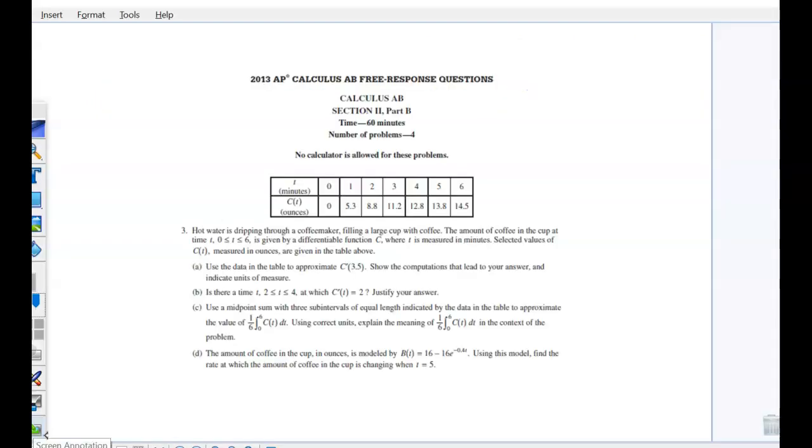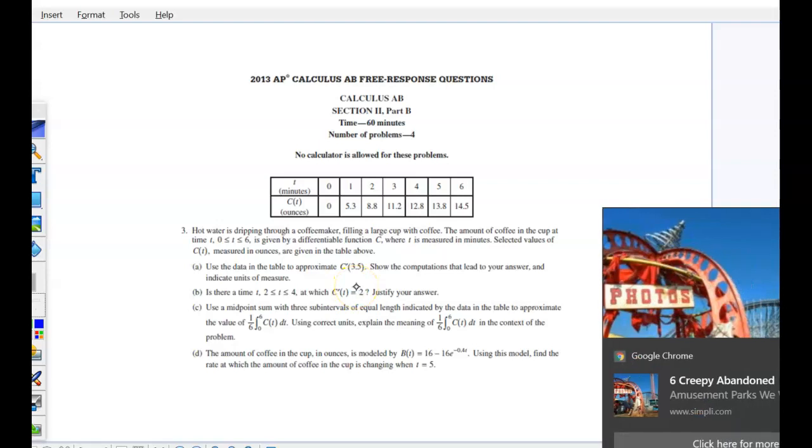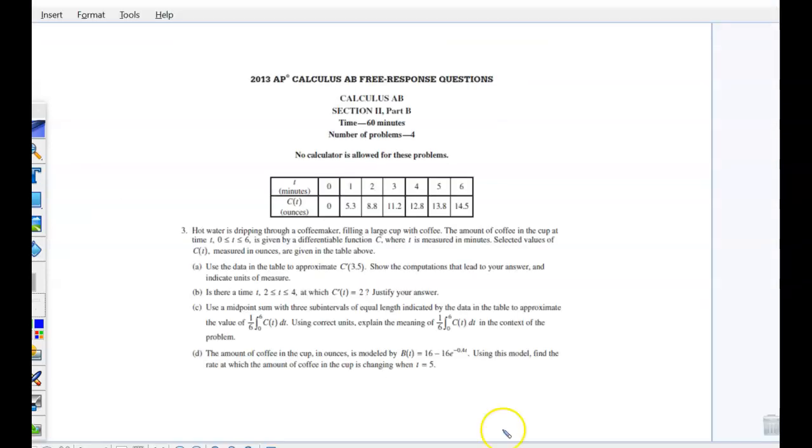Okay, our next example, we look at the 2013 AP Calculus exam, and we are looking at hot water dripping through a coffee maker, filling a large cup with coffee, and the amount of coffee in the cup from time 0 to 6 is given by a differentiable function where t is measured in minutes, and selected values of C of t measured in ounces are given in the table. In part A, we want to use the data to approximate C prime of 3.5, and they want us to show the computations that lead to your answer and indicate your units of measure.